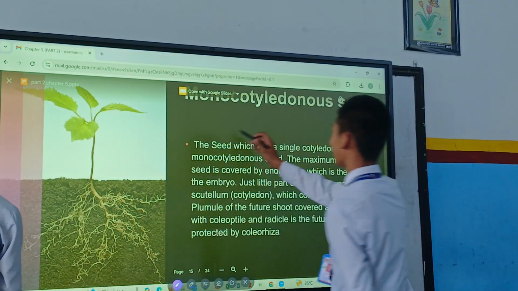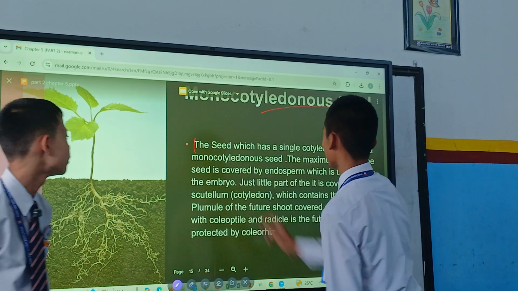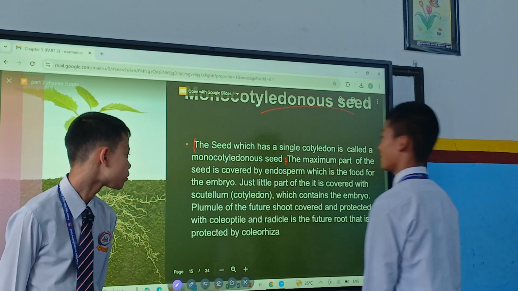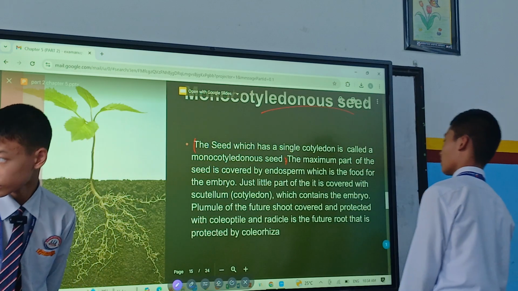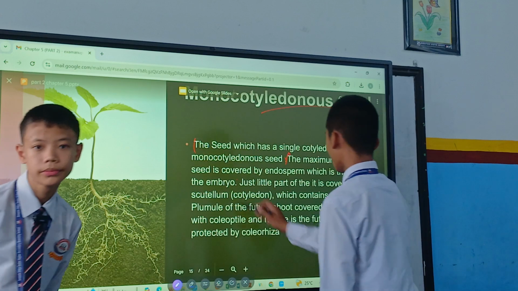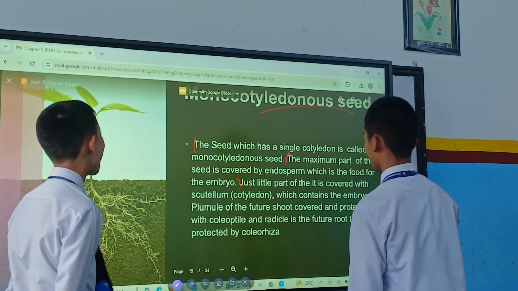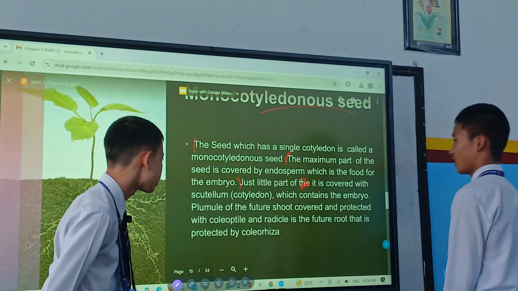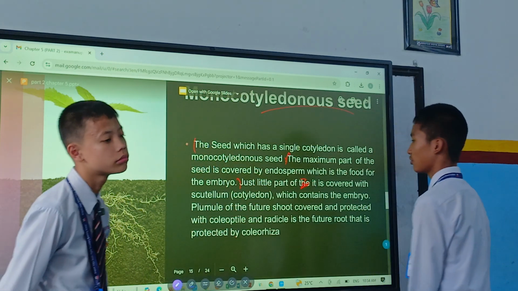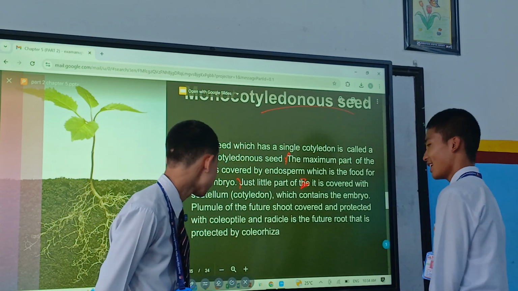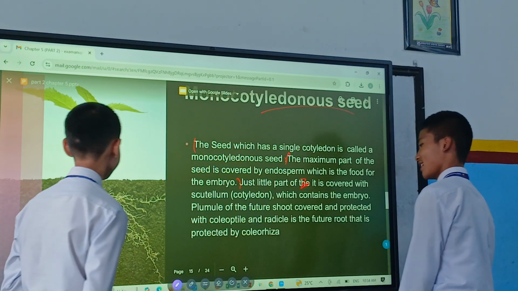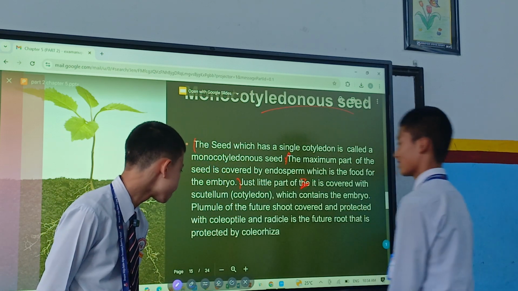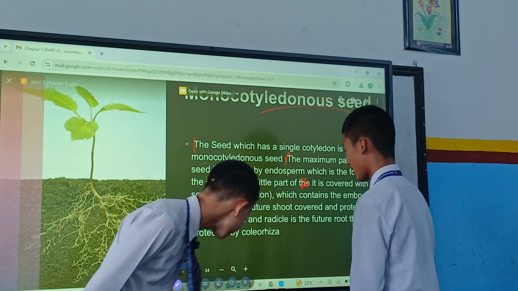Okay. Next slide is about monocotyledon seeds. The seed which has a single cotyledon is called a monocotyledon seed. The maximum part of the seed is covered by endosperm, which is the food for the embryo. Just a little part of it is covered with scutellum, the cotyledon, which contains the embryo: plumule, the future shoot, covered and protected with coleoptile, and radicle, the future root, that is protected by coleorhiza.